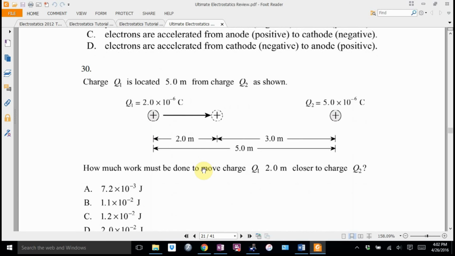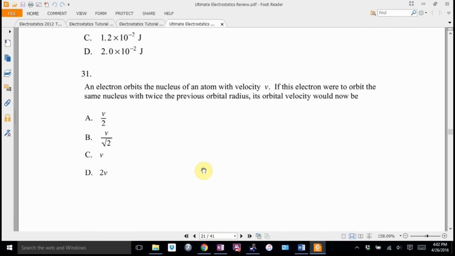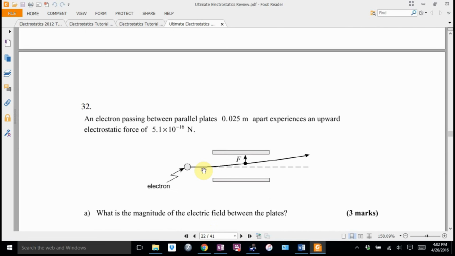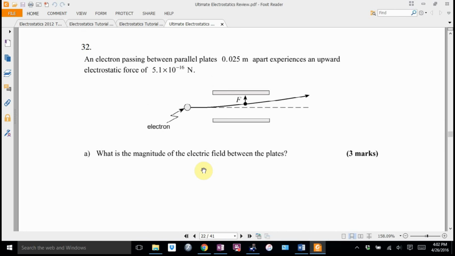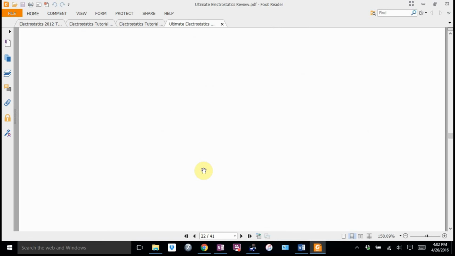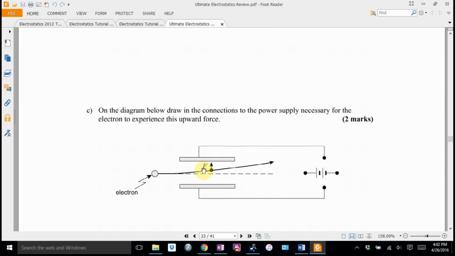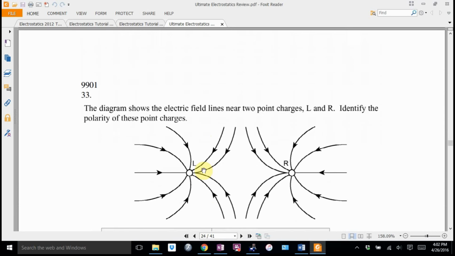30 is good. How much work? 32 is a little tricky. I'm not that fond of it. Look at my answer key and you should be able to figure it out. 33, sure.